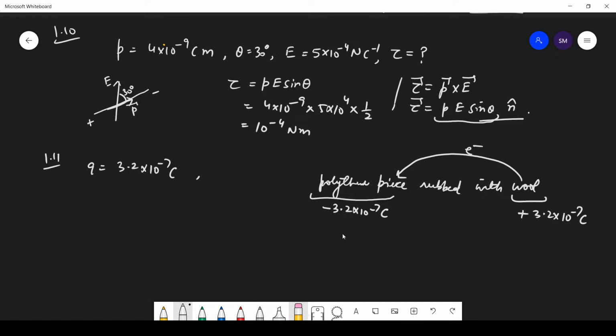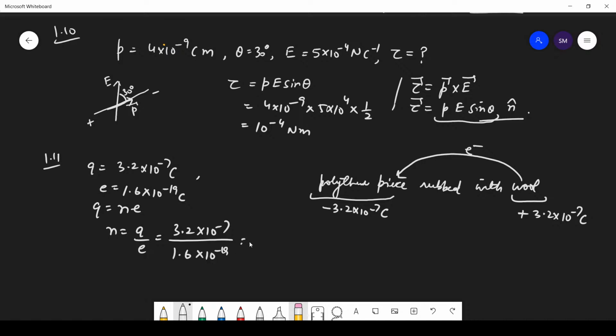Now how many electrons are transferred? So by quantization of charge, Q is equal to NE. We know the value of E, the fundamental charge, that is the charge on an electron or proton, which is 1.6 into 10 to the power minus 19 coulombs. So the number of electrons we can find, N is Q by E. That is equal to 3.2 into 10 to the power minus 7 divided by 1.6 into 10 to the power minus 19, and this comes out to be 2 into 10 to the power 12.